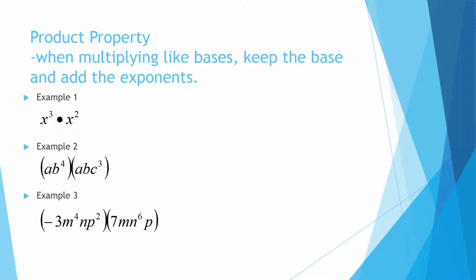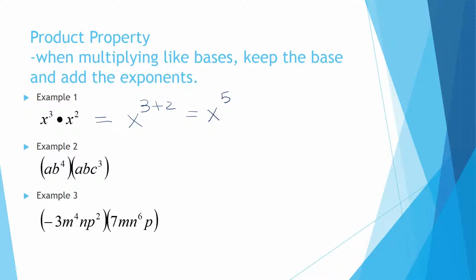So, for instance, in example 1, we see we have x cubed times x squared. Since the bases are alike, x and x, we can follow the property laws. We'll keep the base and add the exponent. So we'll take 3 plus 2. So x cubed times x squared is x to the 5th power.